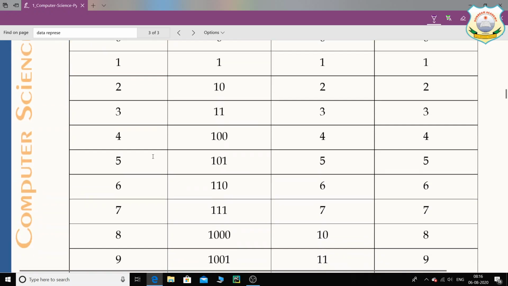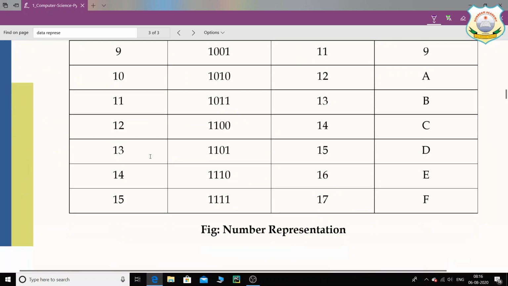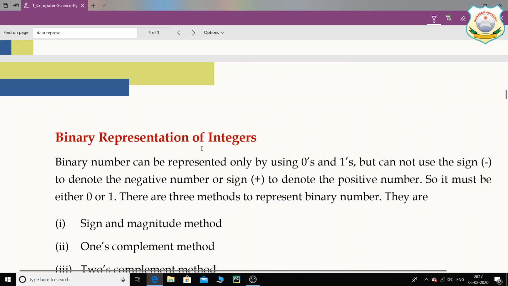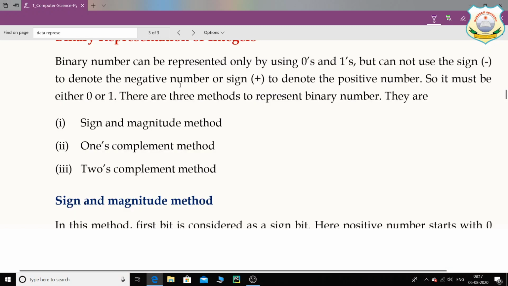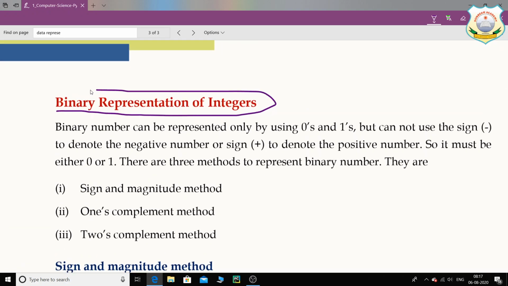And then this is the table, children. Already I have shown you this table, what this table is exactly. Okay, already we have done this. So this is all about the conversions, children. And then what is left in this particular chapter is binary representation of integers, that is positive and negatives. This is what we have to learn.